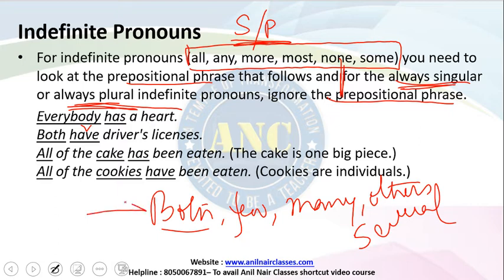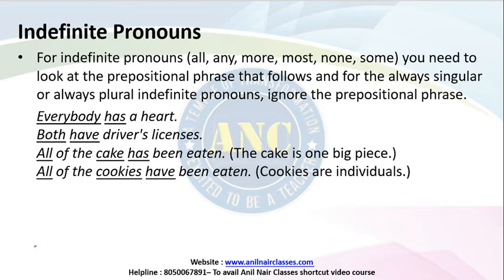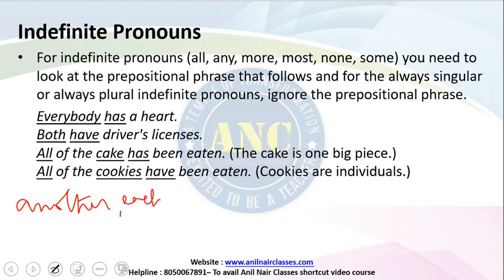So these are your indefinite pronouns that are always plural: both, few, many, others, and several. I will again repeat the indefinite pronouns that are always singular, like another, each, either. If either is there, that means neither is also an indefinite pronoun that is always singular.